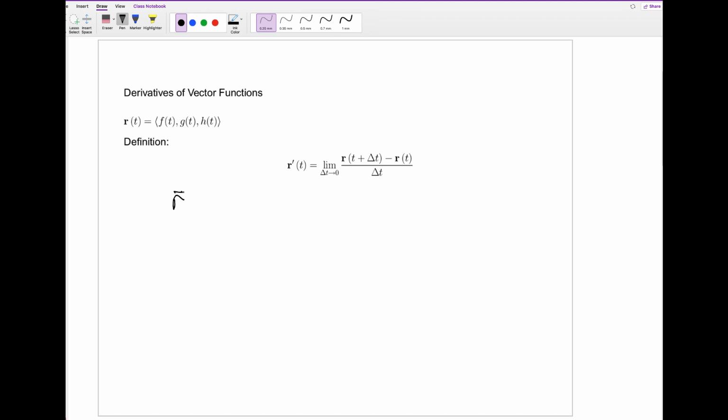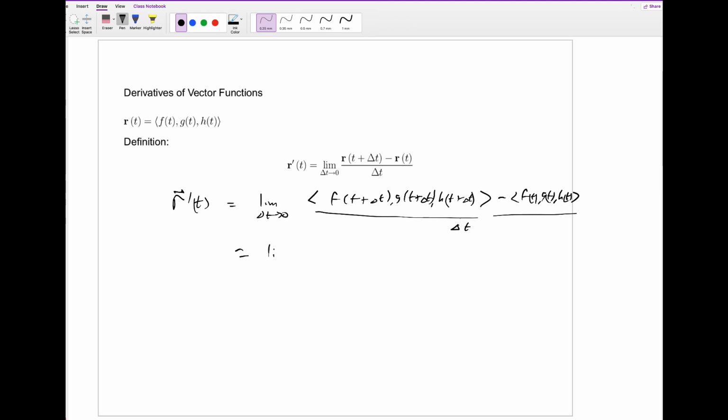We can write r prime of t is this limit, which is just a limit as delta t approaches 0 of what is r of t plus delta t? Well, that's the vector f of t plus delta t, g of t plus delta t, h of t plus delta t, minus r of t, which is just f of t, g of t, h of t, all over delta t.